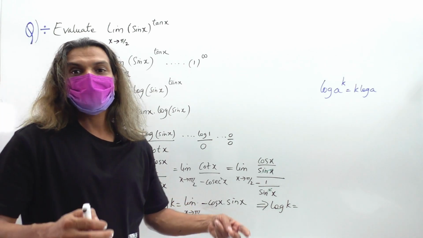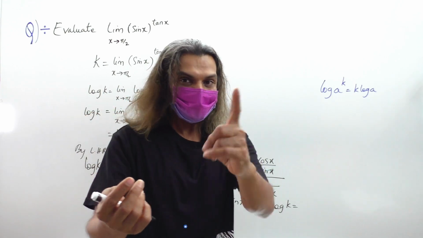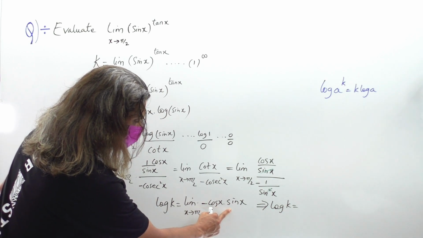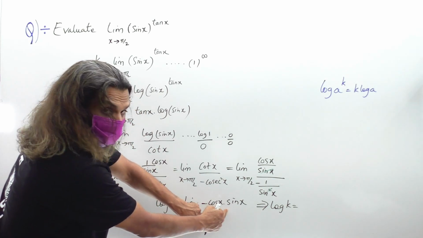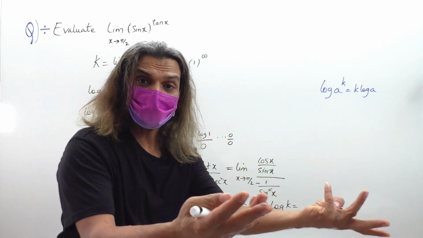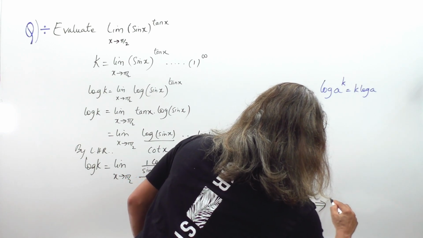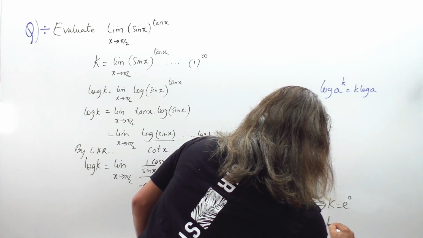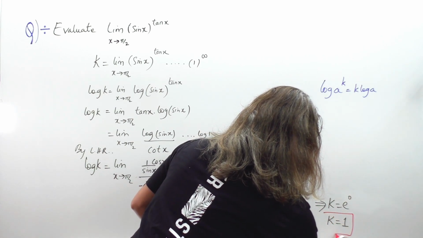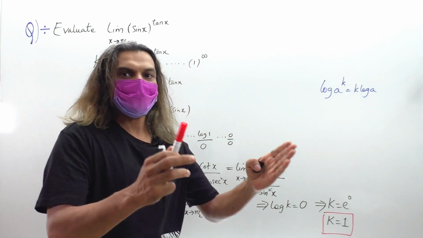Now again, we have log of k is equal to, what is cos pi by 2? 0. Sin pi by 2, 1. 1 into 0, 0. Getting it? Again apply the limit here, x tending to pi by 2. Cos pi by 2 is how much? 0. Sin pi by 2, 1. 1 into 0 is 0. So log k is equal to 0. That implies when log k is equal to 0, k is equal to e raised to 0. What is e raised to 0? 1. So the solution for this question is k is equal to 1. That's it. As simple as that. I hope you understood how to solve this.